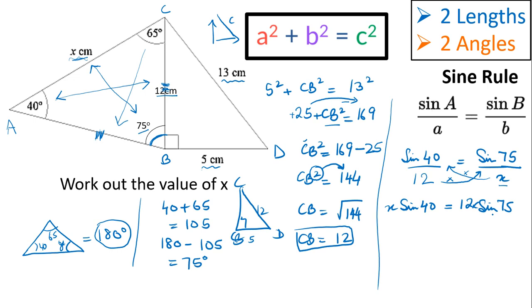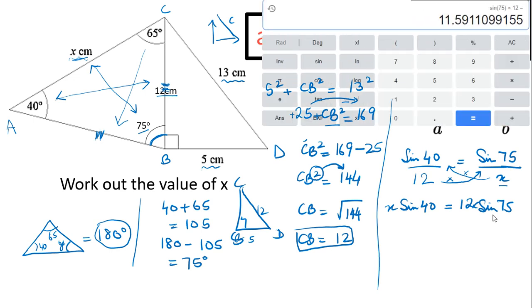Now, if I put that on my scientific calculator, because you're dealing with sine, cos, or tan, and this is the sine rule, we'll be using sine, and for that you will need a scientific calculator. First of all, make sure that your scientific calculator is set on degrees, unless somebody asks you to find the answer in radians. Otherwise, it's always degrees. So when I put 12 times sine 75, or sine 75 close bracket times 12, it gives me something like this, 11.5911.